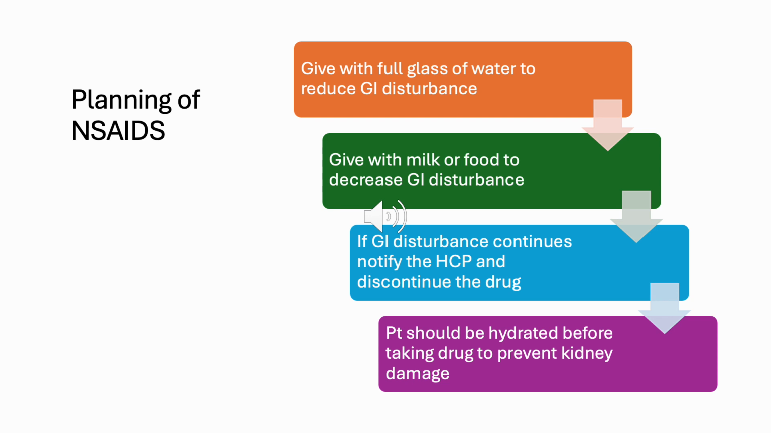Give the NSAID with a full glass of water to reduce the risk of GI disturbances. If the patient has a stomach upset, try giving the drug with food or milk to reduce the symptoms. If the patient continues to have GI upset, notify the healthcare provider. If the drug is given in suspension form, shake the container well so that the dosage is accurate. The patient should be well hydrated before taking the drug to reduce the risk of kidney damage.